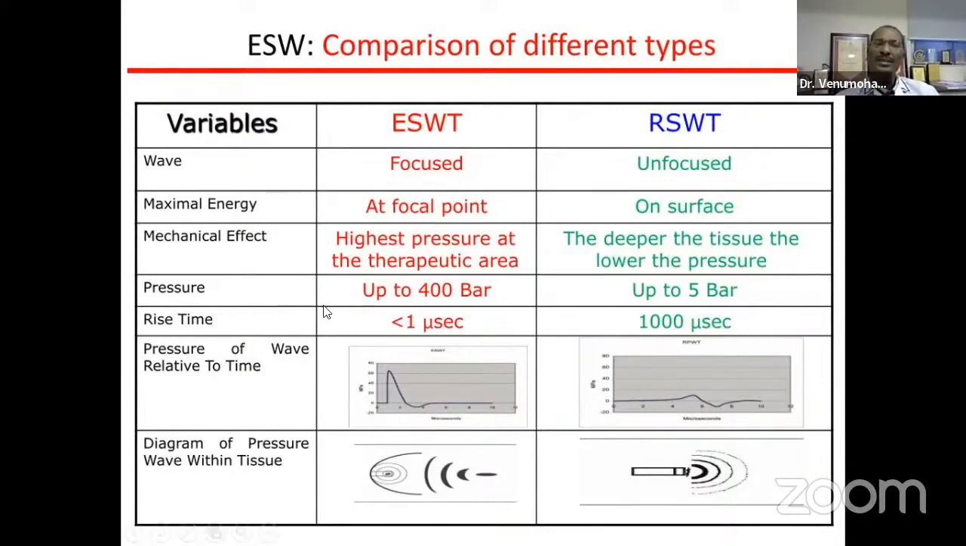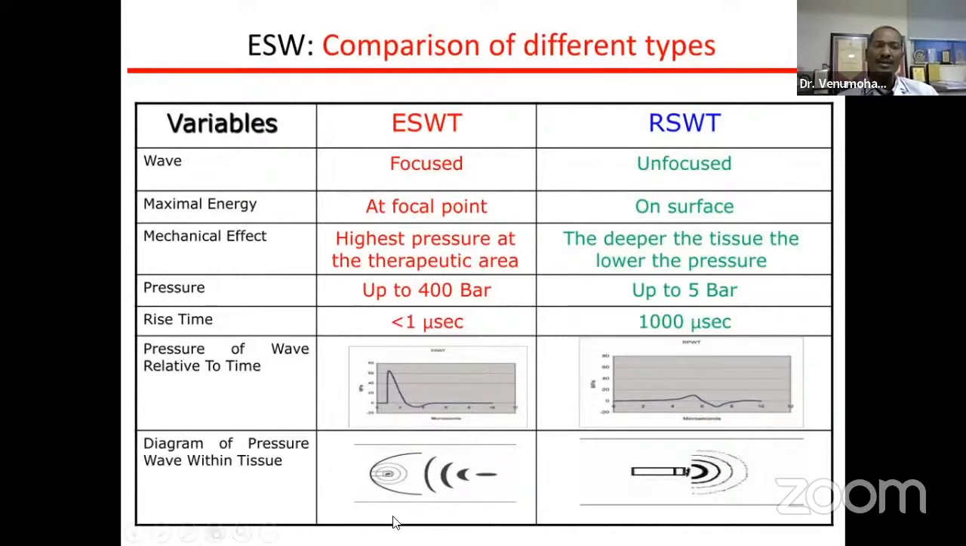If you see the pressure, the focused shock wave has a lot of pressure, that is 400 bars. Whereas the radial shock wave uses very little, that is 5 bars. And if you see the rise time of the focused shock wave, it is less than 1 microsecond. That means it is very fast. Whereas in radial shock wave the rise time is 1000 microseconds. That means the focused rise time is almost 1000 times less than that of the radial.